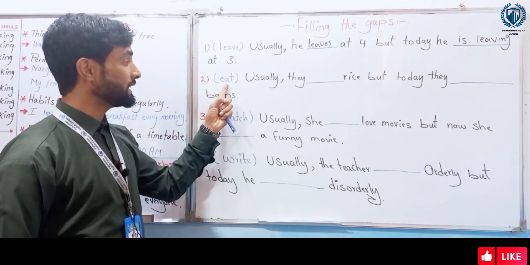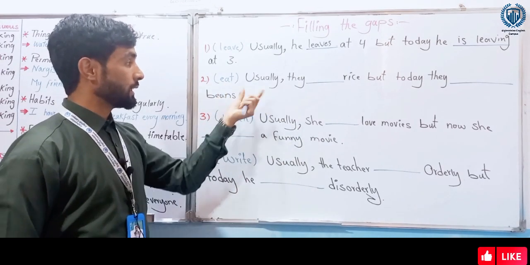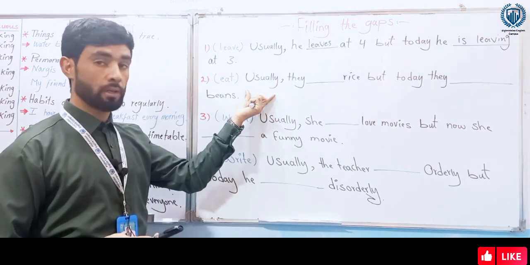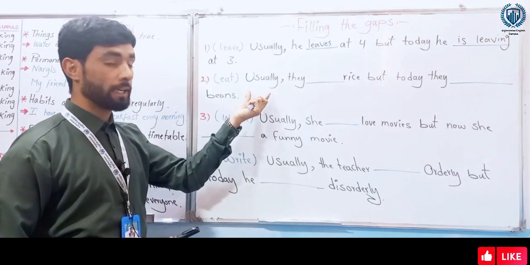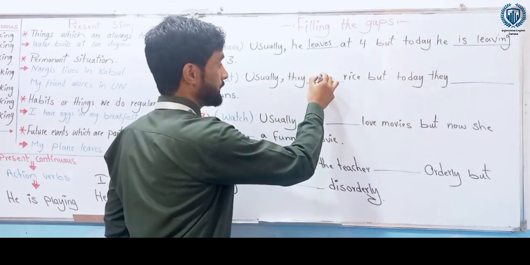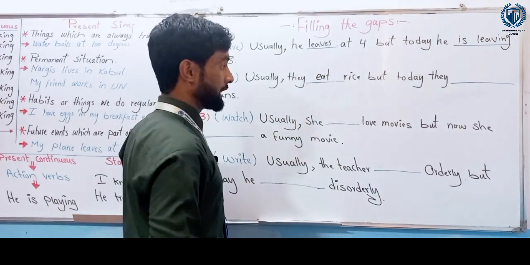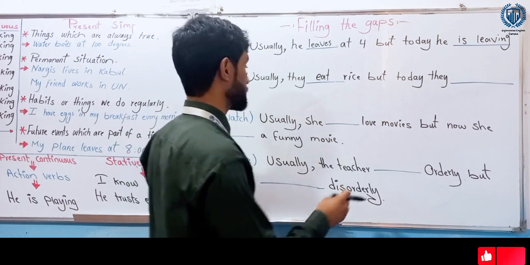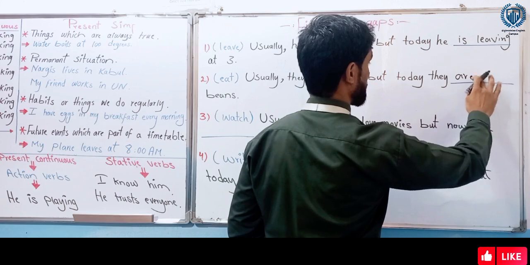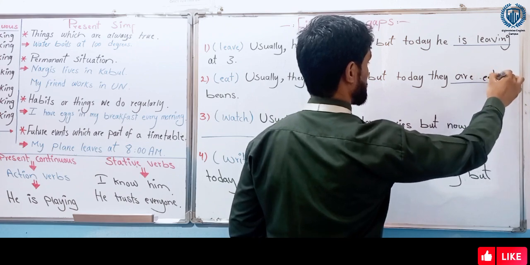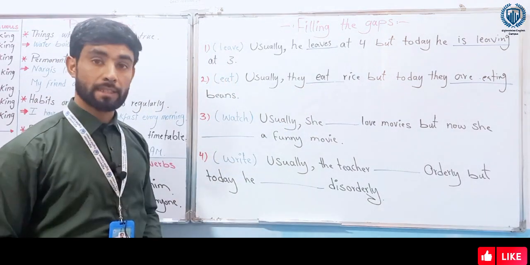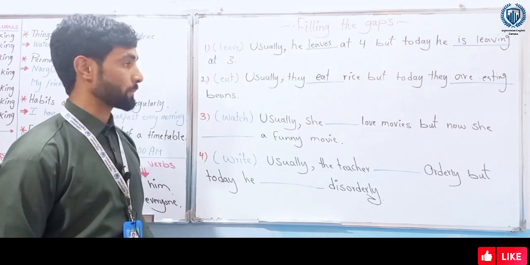Sentence number 2. The verb is eat. Usually they eat. When we have the adverbs of frequency such as often, usually, sometimes, we have to use simple present. Usually they eat rice. But today they are eating beans. The first sentence, simple present. The second sentence, present continuous.